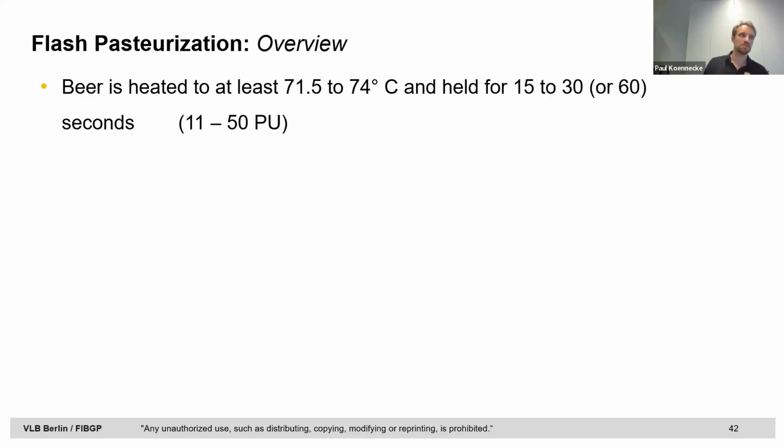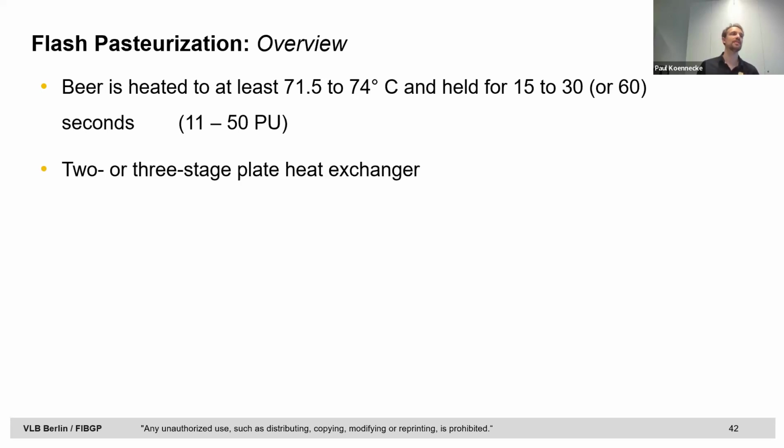We have beer in our beer lane, and it's heated to at least 71 to 74 degrees Celsius and held for 15 to 30, sometimes 60, depending on the medium, seconds, which then applies between 11 and 15 pasteurization units. Flash pasteurization is happening through 2 or 3 stage plate heat exchangers. I will come to that in a minute, how it's really working. But in fact, you are preheating your cold beer, which has to be pasteurized, with the beer which is coming hot from your pasteurization steps. So you will try to leave the energy in the system as well as you can.